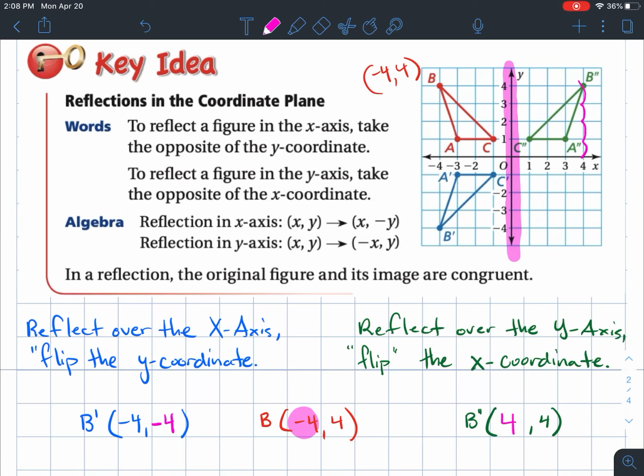And you can check that here. 1, 2, 3, 4. Same thing, but in the opposite direction. So you can see that all you need to do to perform a reflection is just flip the opposite coordinate to its opposite number.